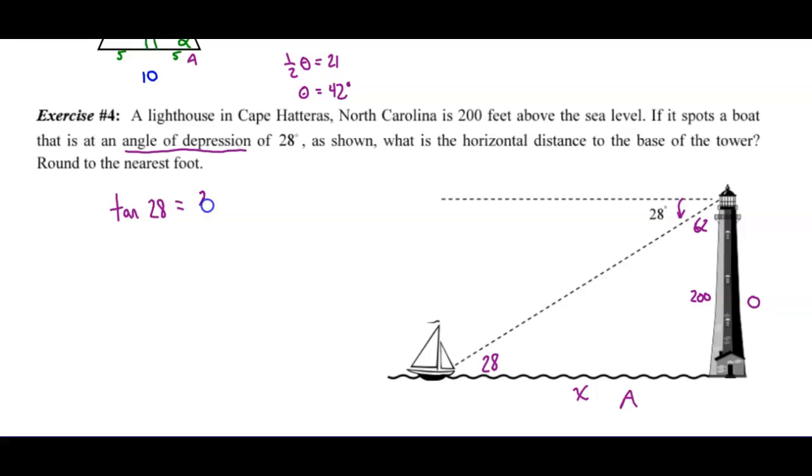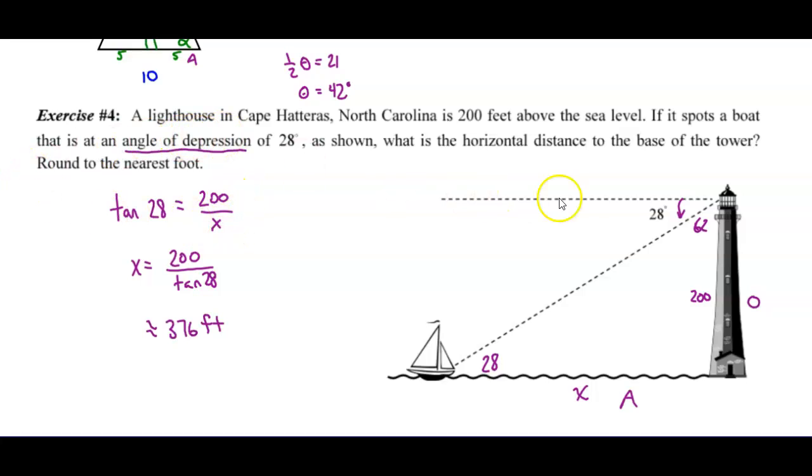And so 200 is opposite, x is adjacent, and when x is on the bottom, we know we can switch it. So x is 200 over tangent 28. And so that is going to give me an approximate calculator answer of 376. Put a label on it, and I am good. You would get exactly the same answer if you did tangent 62 because x would have been on the top and 200 would have been on the bottom, and it would have worked out.